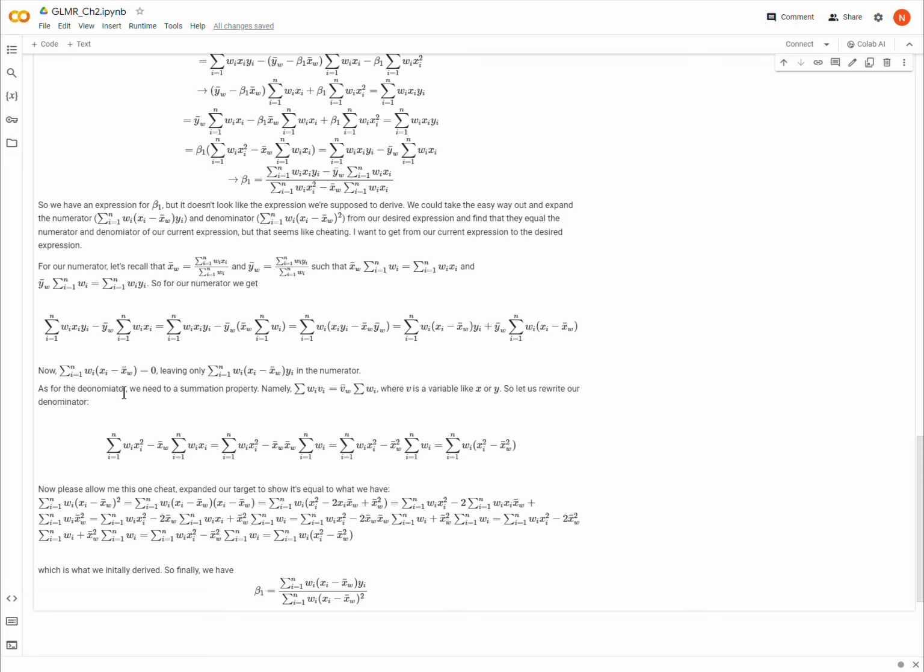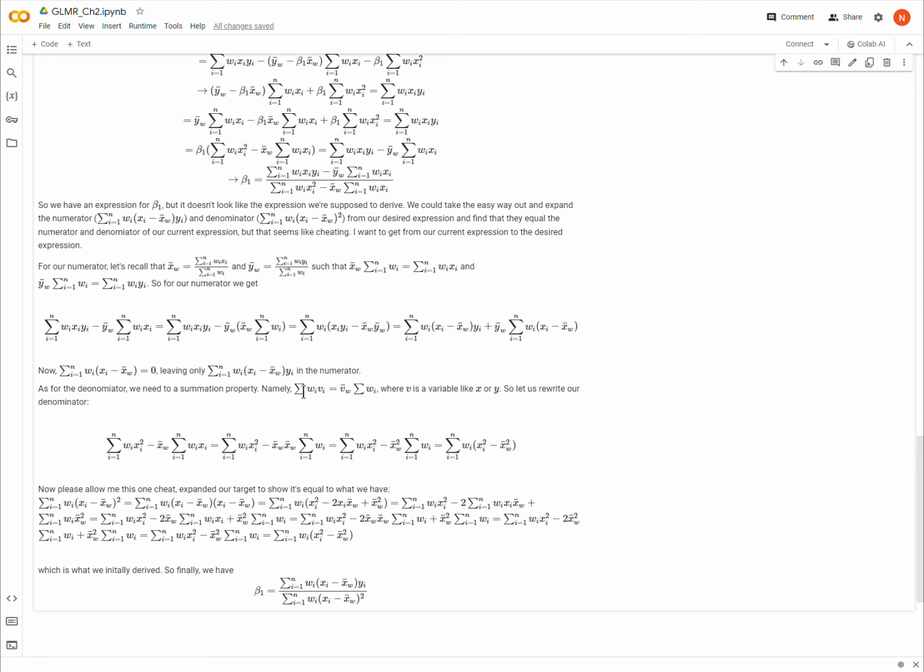That's fine. All right, so now we need to move on to the denominator. Again, here's our denominator, but it should look like this, or that's our target anyway. So we're going to use a property of summations, and that property is just the following.